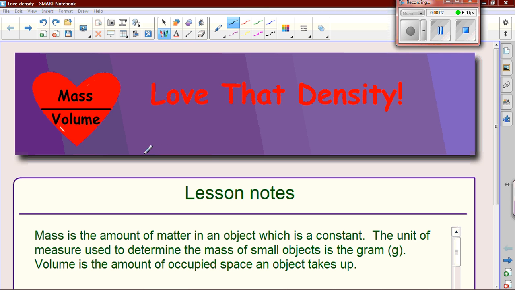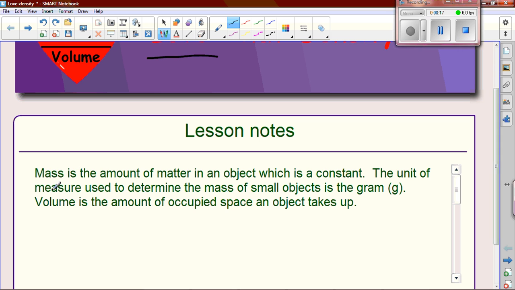Hey guys, so this is your video lesson on density, and I'm going to go through a couple of ways to explain to you the characteristic property of density, and hopefully by the end you love density. Alright, so just a couple of things to recap from your prior knowledge.